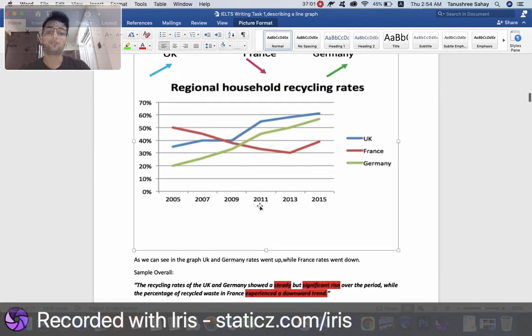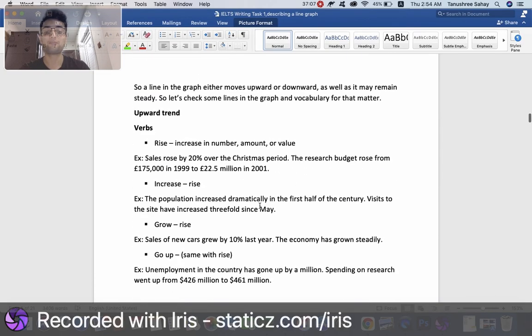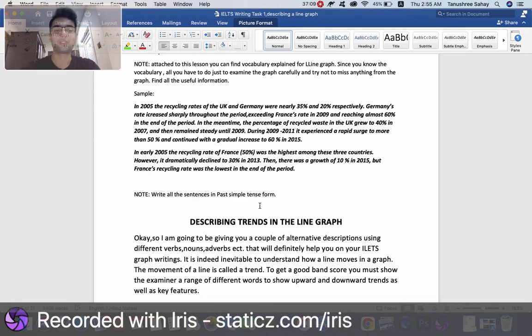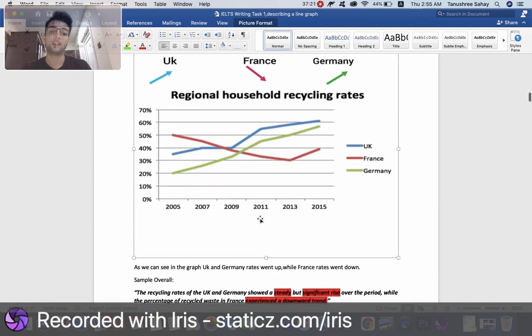So from 2007 to 2009, UK rates had a steady movement, and then during 2009 and 2011, it experienced a rapid surge to more than 50%. Starting from 2009 to 2011, it has the highest increase in this period of time. In this decade, it has the sharpest increase between 2009 and 2011.